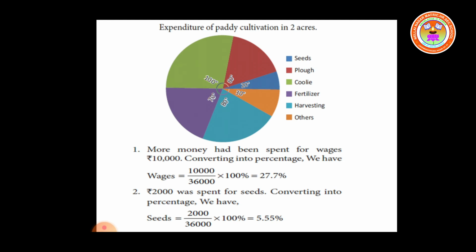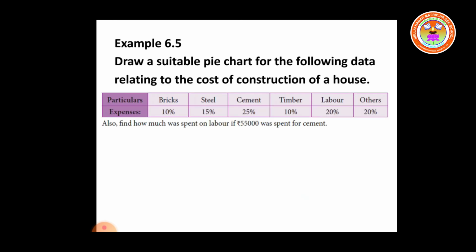Then second question, what percentage of money was spent for seeds? Rupees 2,000 was spent for seeds. So percentage is 2,000 by total value 36,000 into 100%. So it will give 5.55%.